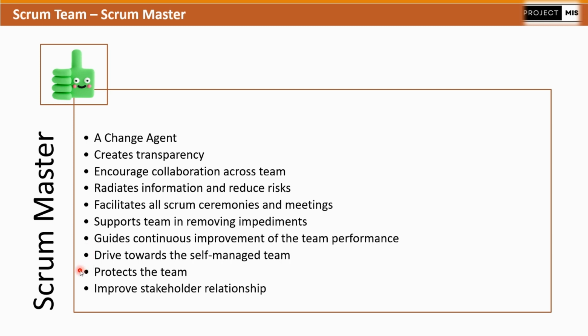Scrum Master protects the team because he has all the information available with him, and he keeps on interacting with all the team members on a day-to-day basis. So whenever a risk arises, or whenever communication has to be done with other stakeholders, he makes sure that those things are covered, and he always protects the team, whether it is escalation or just normal communication.